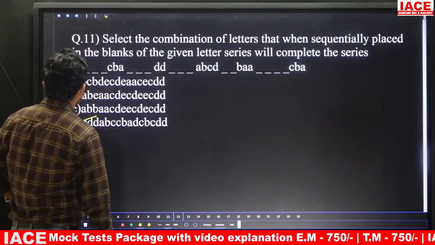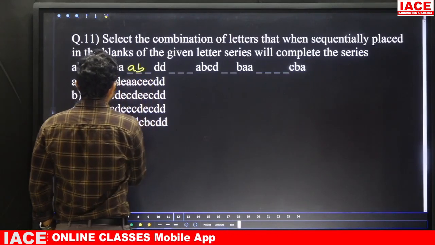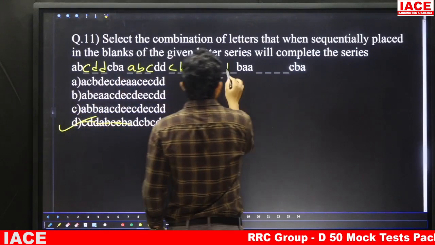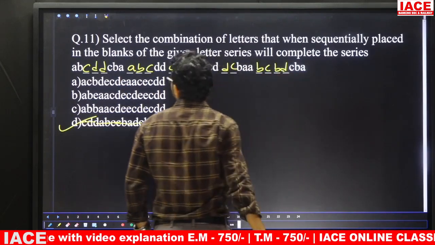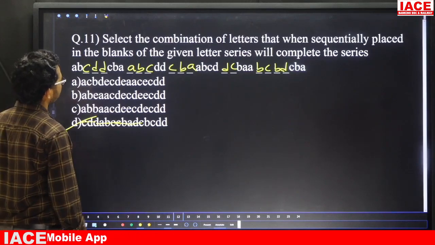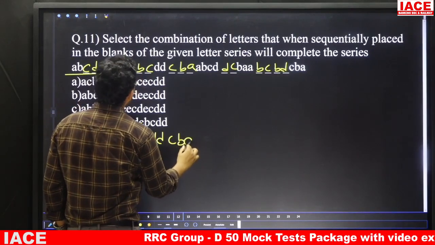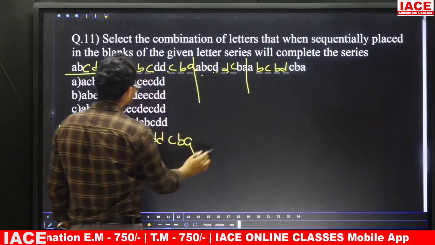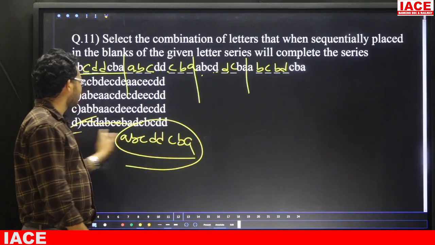Suppose we substitute option D here: C, D, D, next A, B, next C, C, B, A, next D, C, next B, C, B, D, B, C, B, D. Friends, observe here: A, B, C, D, D, C, B, now C, B, A. Now take A, B, C, A, B, C, D, D, C, B, A, A, B, C, D, D, C, B, A, A, B, C, D, D, C, B, A. That means by substituting option D, we are getting A, B, C, D, D, C, B, A, and the series is repeating. So the answer is option D.